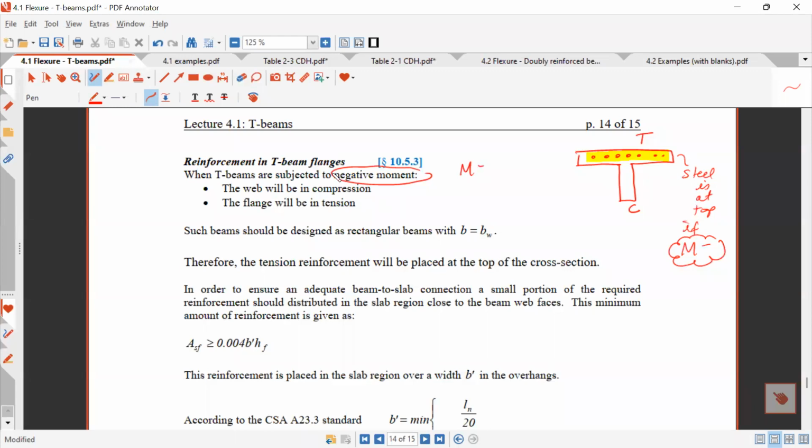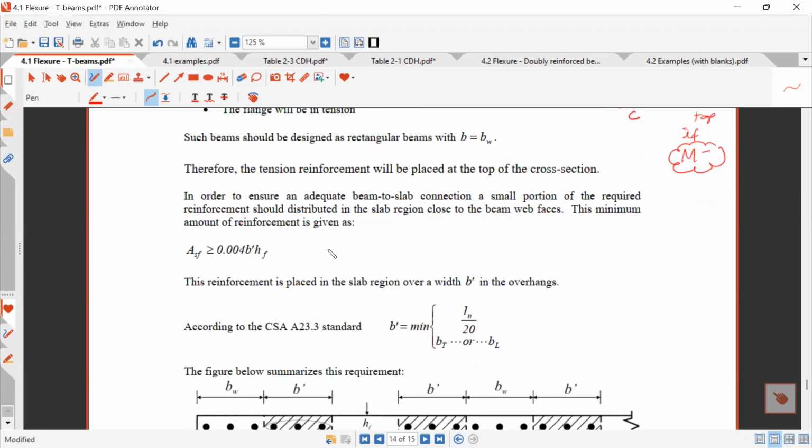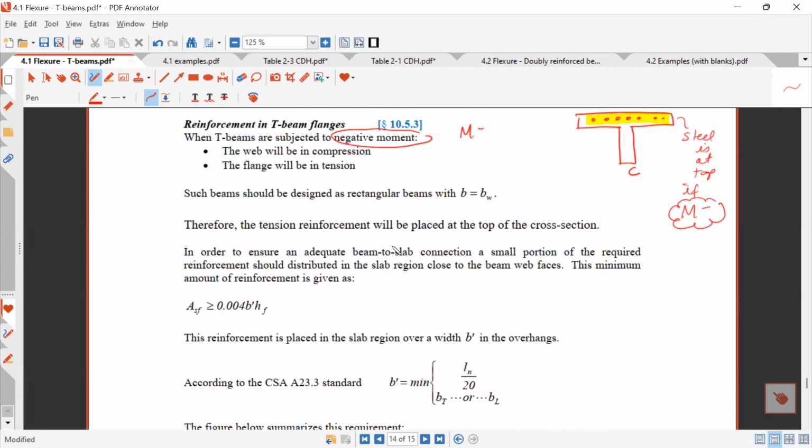So what this requirement tells you is how to distribute that steel. In this situation, this is the compression face. The tension face, as I said, is at the top. Therefore, the tension reinforcement will be placed at the top of the cross section. In order to ensure an adequate beam to slab connection, a small portion of the required reinforcement should be distributed in the slab region to the two beam faces.